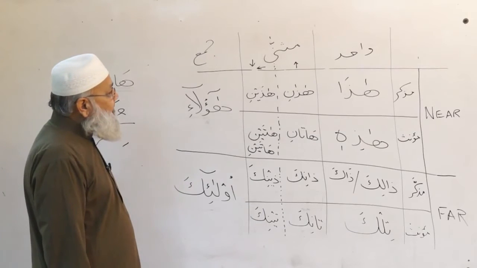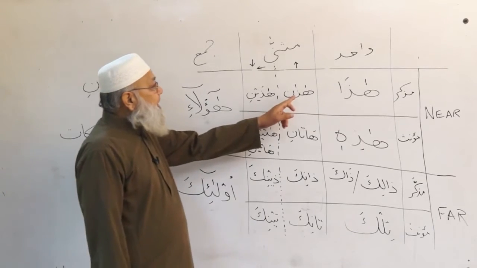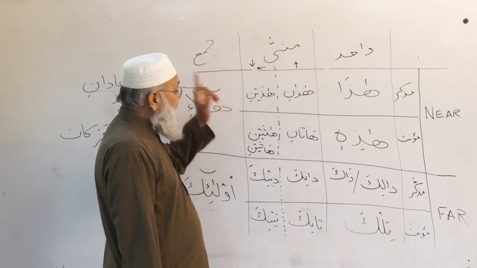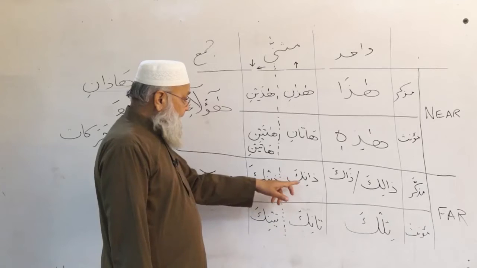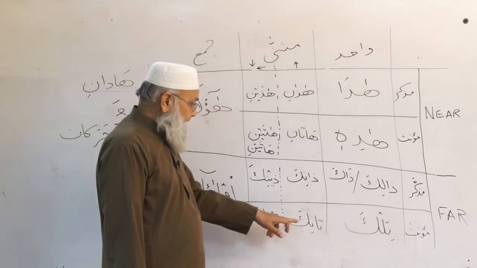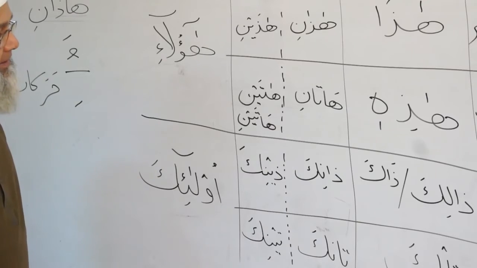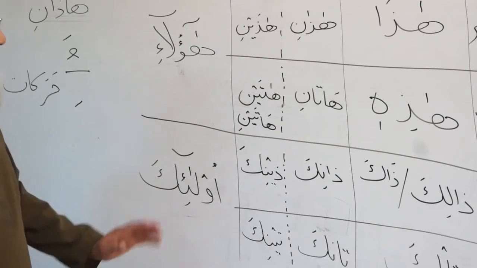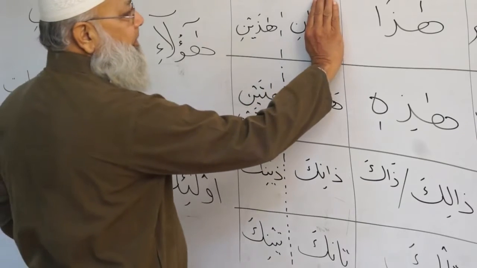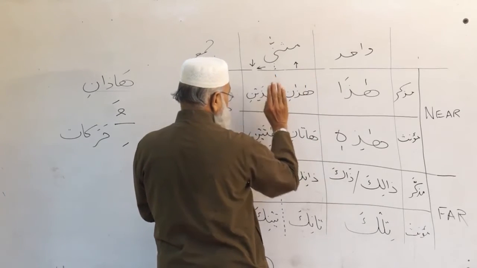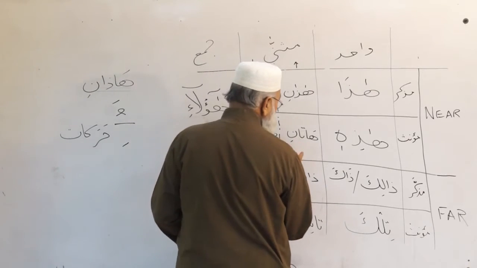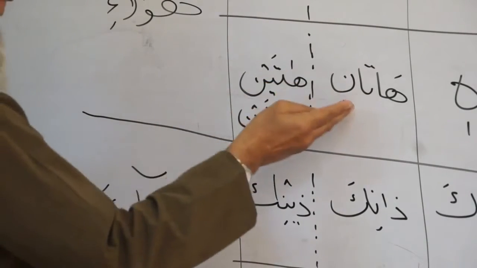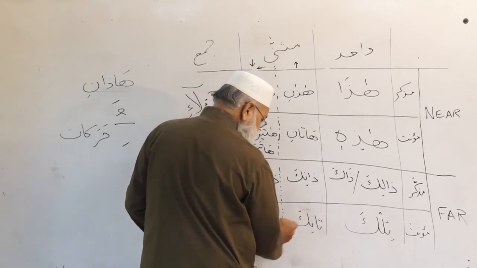Then the musanna has to have the aina sound. Basically, the musanna of masculine has to be zani and zaini. Look, zani, zaini. And the musanna of the feminine is tani and taini. Again, see tani and taini.